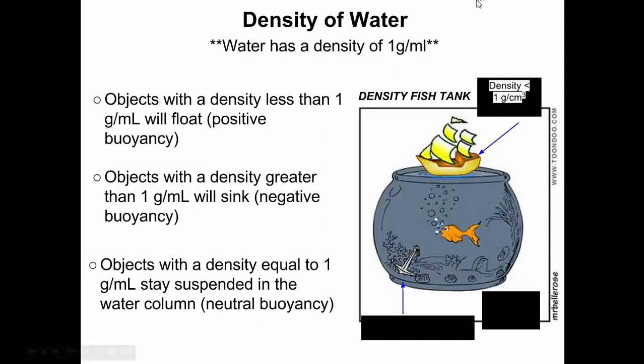So our object with a density of less than 1 gram per milliliter is our boat. The object with the density greater than 1 gram per milliliter, which sinks, is our anchor. And our objects with a density equal to 1 gram per milliliter, which is our fish here in the fish tank, stay suspended in the water column. So they have a neutral buoyancy. They don't float, nor do they sink.